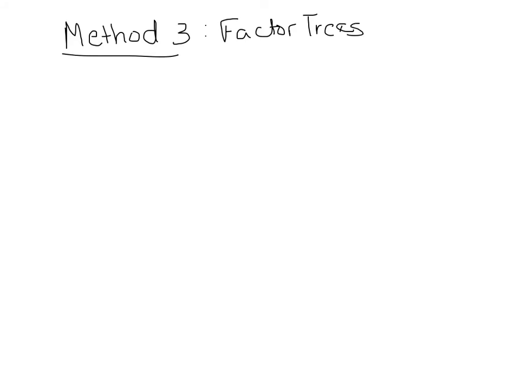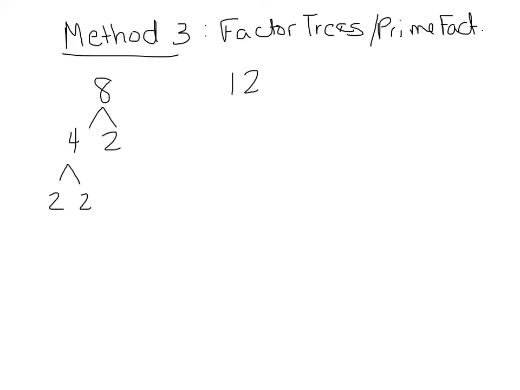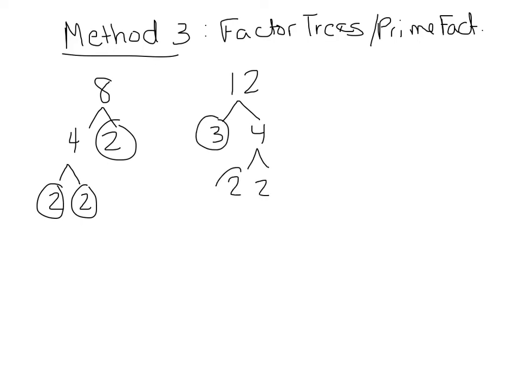The last method that I'm going to show you, just because it's mentioned in the book, deals with using factor trees, and more importantly, the prime factorization. If I take the 8 and the 12 again, I'm going to do a factor tree for each of these. 8 would be 4 times 2. The 4 I can break down into 2 times 2. The 12, I might begin with 3 times 4. 3 is prime. The 4 breaks down into 2 times 2.